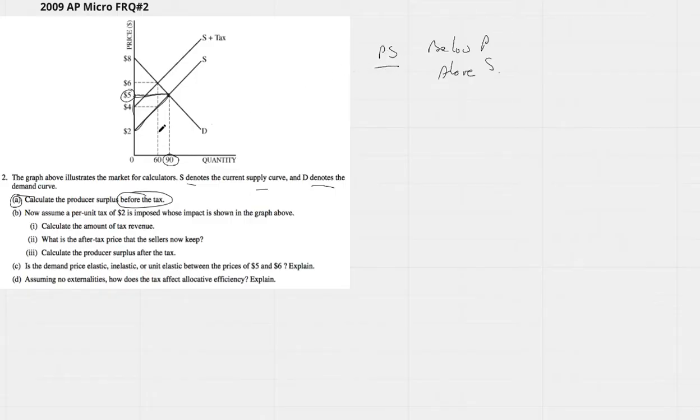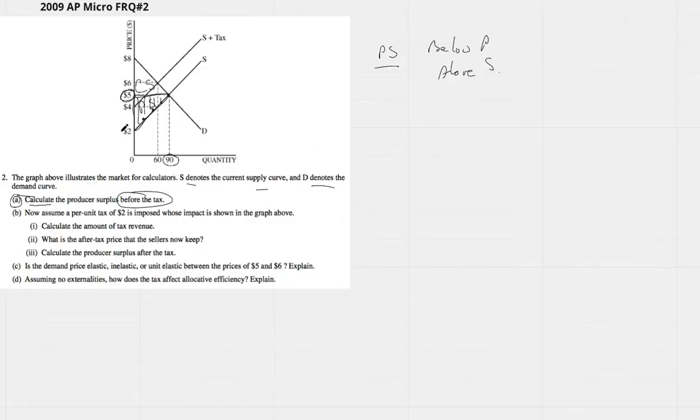Producer surplus is the idea that all the suppliers on this section of the curve here would have been willing to offer or sell this good for a cheaper price, but they don't have to. They can actually sell it for $5. So this is sort of all of their producer surplus. Obviously, the top area up here is consumer surplus, but they want us to calculate the producer surplus.